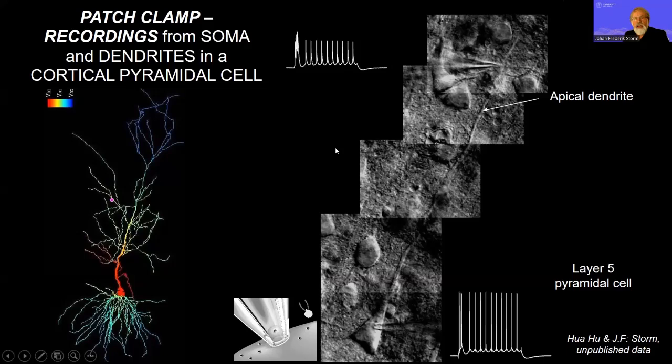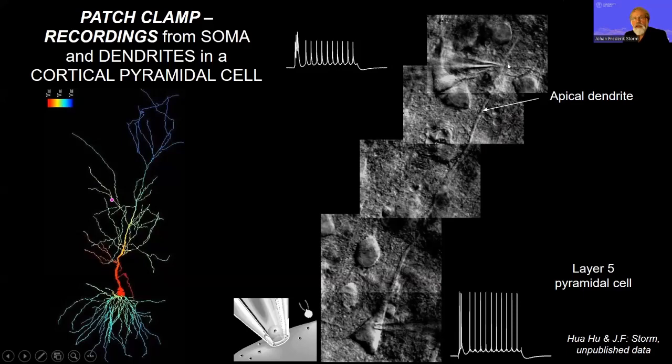Just to show an example from our lab, how we can record from one of these large layer 5 pyramidal cells in the neocortex, from the soma and from this long apical dendrite that you can see the main stem of here, and see how action potentials that are activated in the soma travel all the way up to the distal dendrites, and you can record it with patch clamp recording in both places.